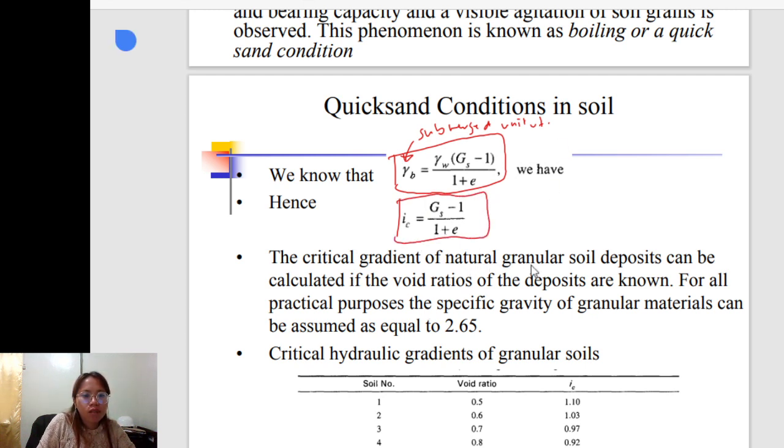The critical gradient of natural soil deposits can be calculated if the void ratios of the deposits are known. For all practical purposes, the specific gravity of granular materials can be assumed as equal to 2.65. Critical hydraulic gradients of granular soils: here we have the different soil types and their void ratios and the corresponding critical gradient, i sub C.